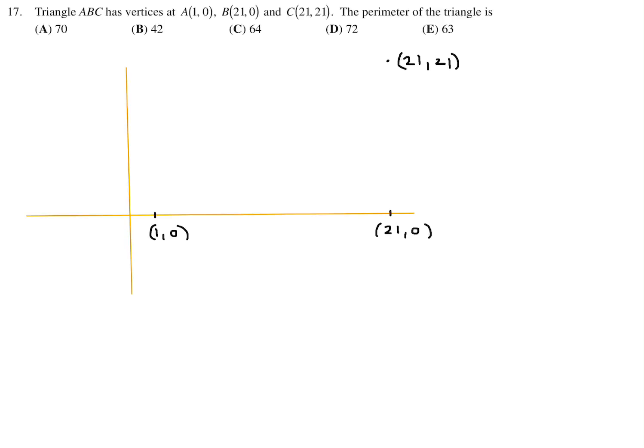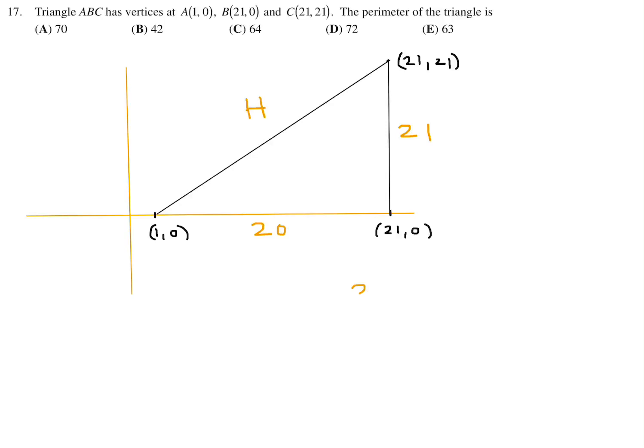So now let's join our triangle vertices. Basically something like that. And they want the perimeter. Well, from here to here looks like 21 minus 1, so that's 20. And then from here to here, that height is just 21. And now we have to figure out this hypotenuse.